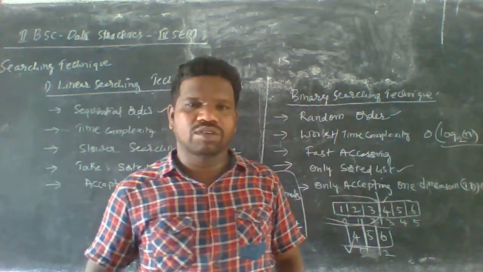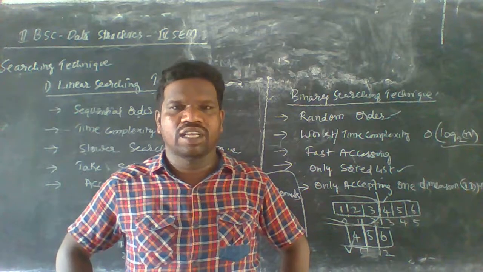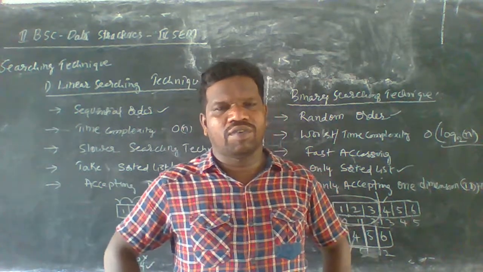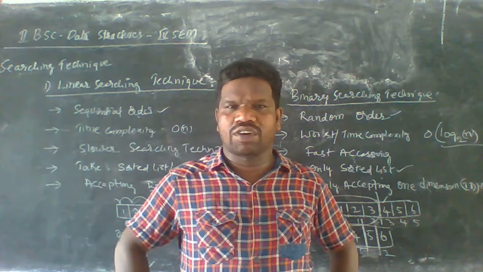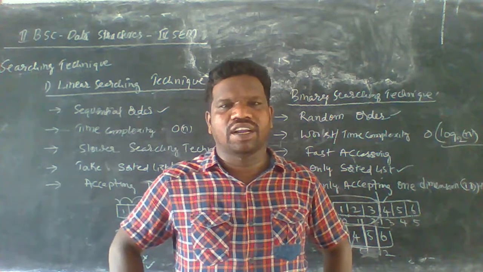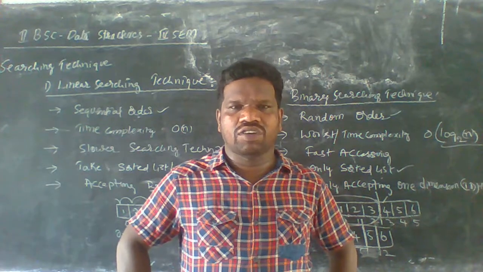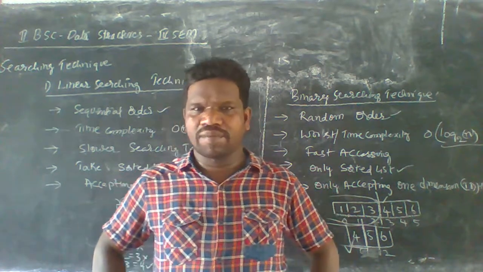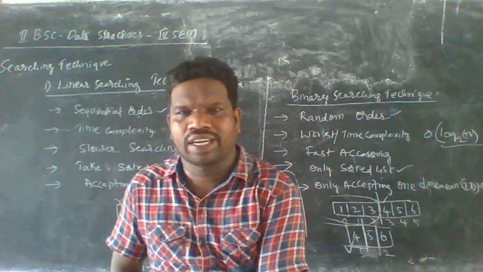In this syllabus we have to complete the first element. The first unit is the overview of data structures, the second unit is stacks and queues, the third unit is trees, the fourth unit is graphs, and the fifth unit is searching and sorting techniques. Sorting techniques were also completed in the previous classes, and today I am going to complete the searching classes.